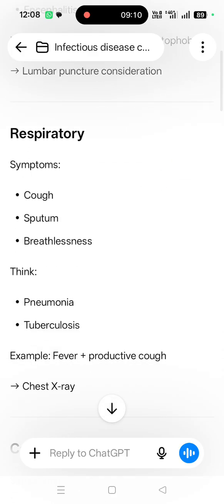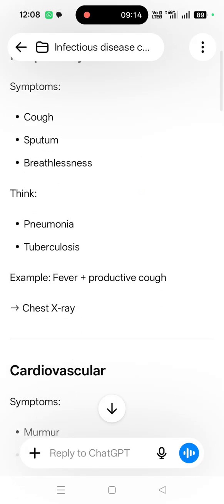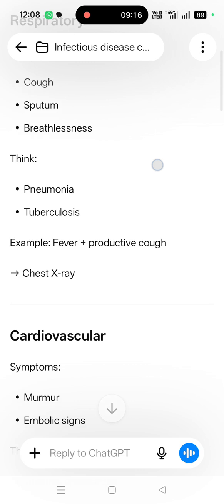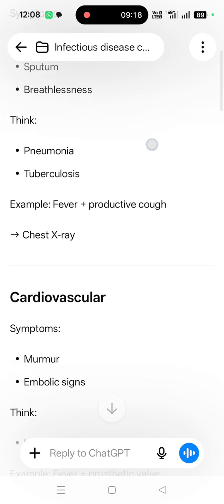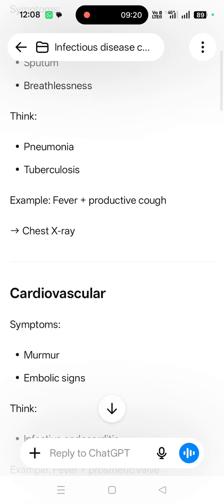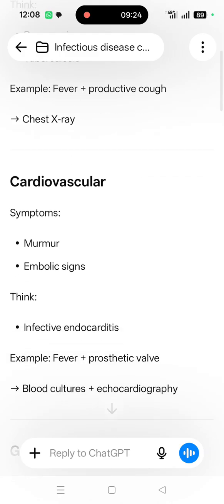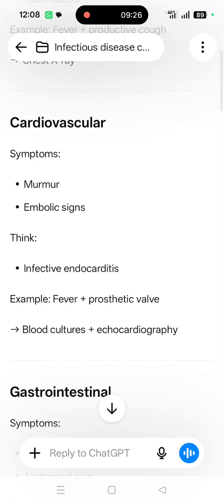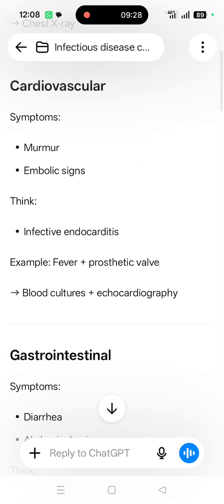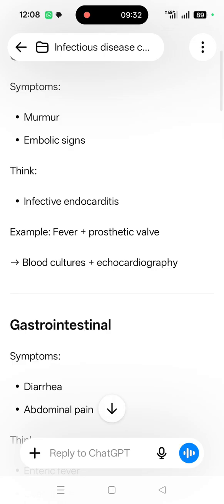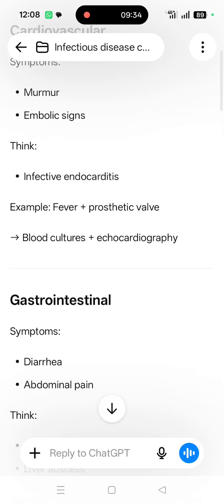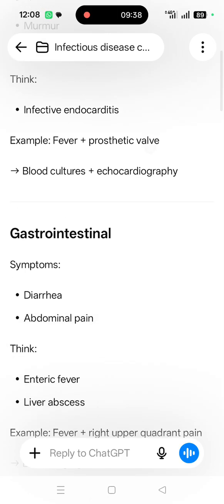Otherwise, respiratory symptoms can be cough, sputum, or breathlessness. If these symptoms are present along with fever, you should think of pneumonia or tuberculosis, and you look for the chest x-ray and productive cough. Then coming to the cardiovascular system, murmur or embolic signs: think of infective endocarditis. An example is fever plus prosthetic valve, then blood culture and echocardiography.